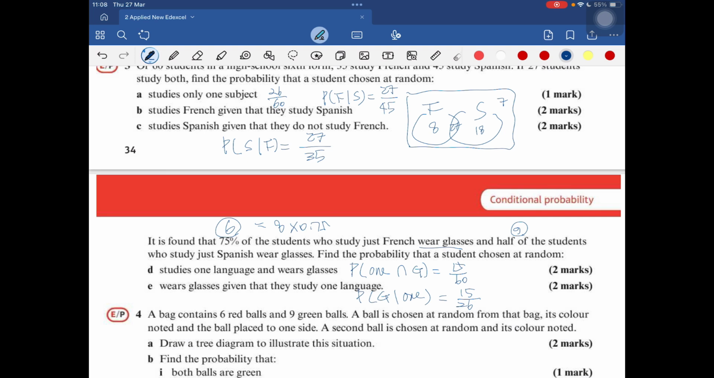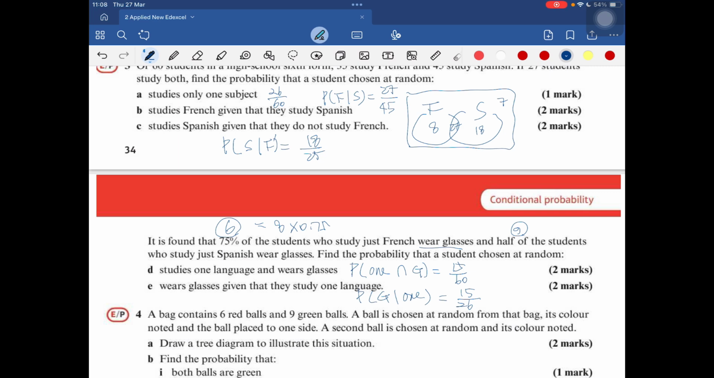Oh, I just found number C was do not study French. I'm sorry. So do not study French is 25, and study Spanish is 18.